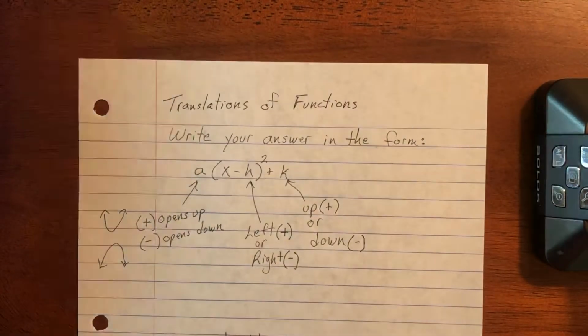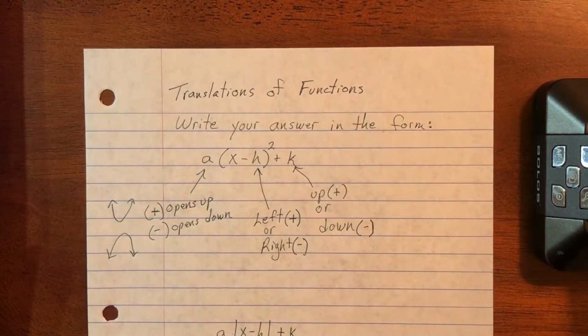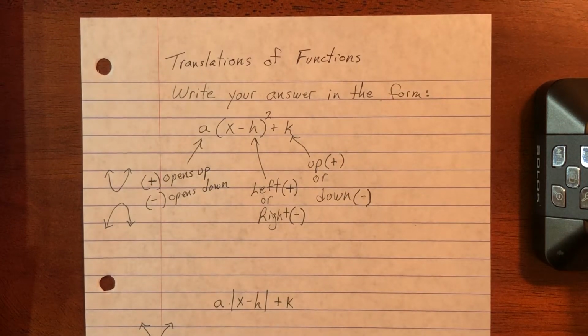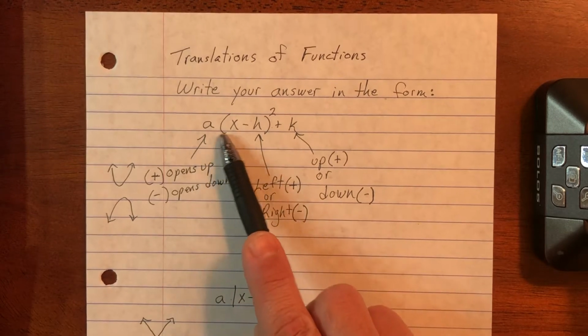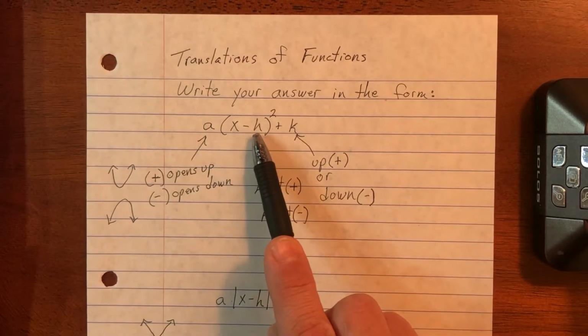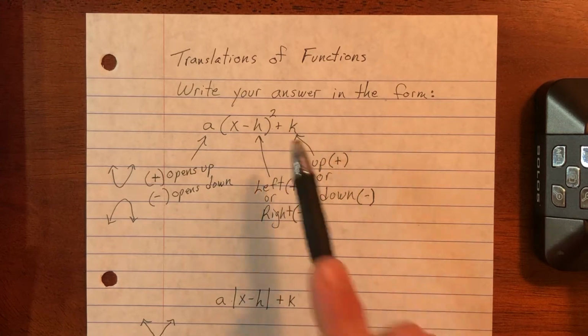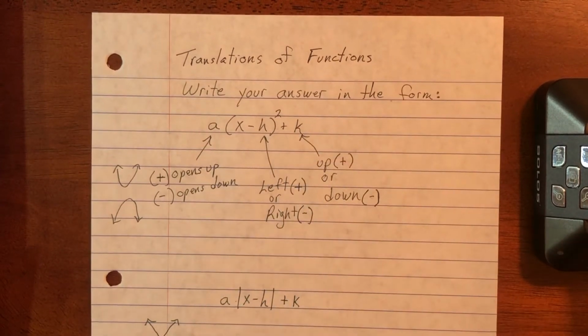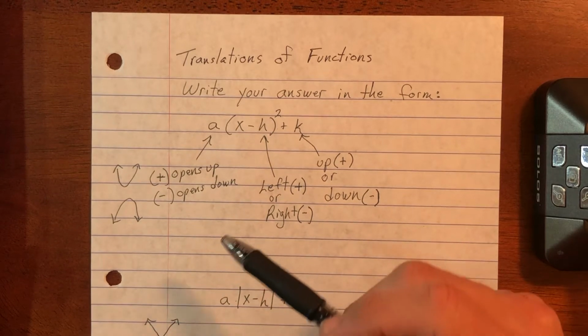P2 is what we're talking about today. Let's talk about that. Translations of functions, okay? It says write your answer in the form, and I'll show you. We're going to do this one actually on the computer, but it says write your answer in this form: a times (x minus h) quantity squared plus k. That is a parabola, and each of these letters are constants that will be in our answer. And each one of them tells a little bit about what the parabola will look like.